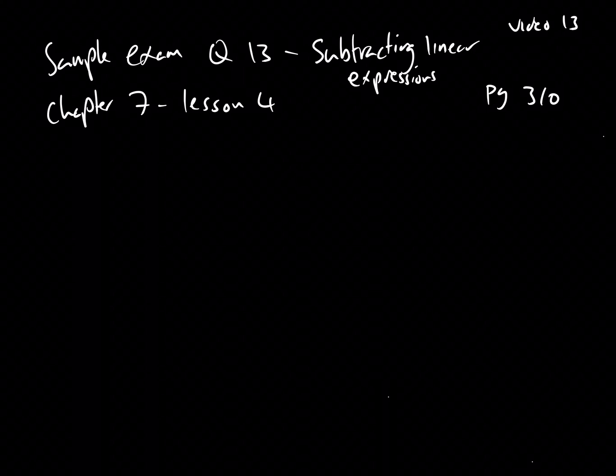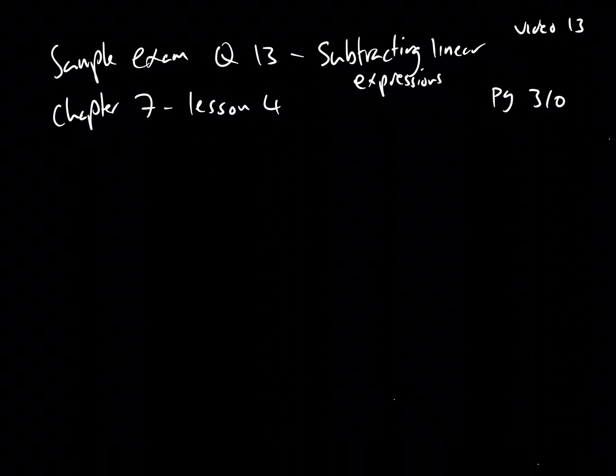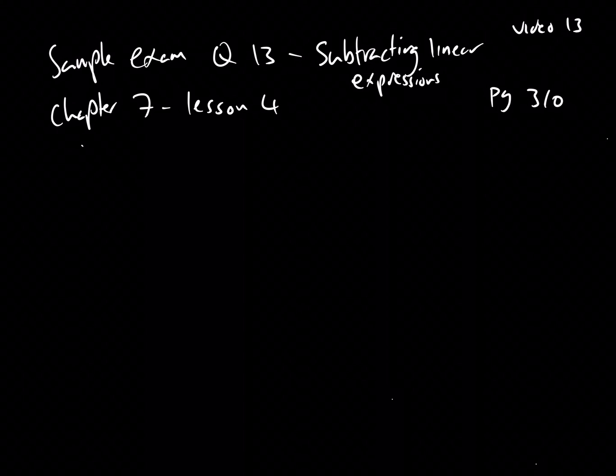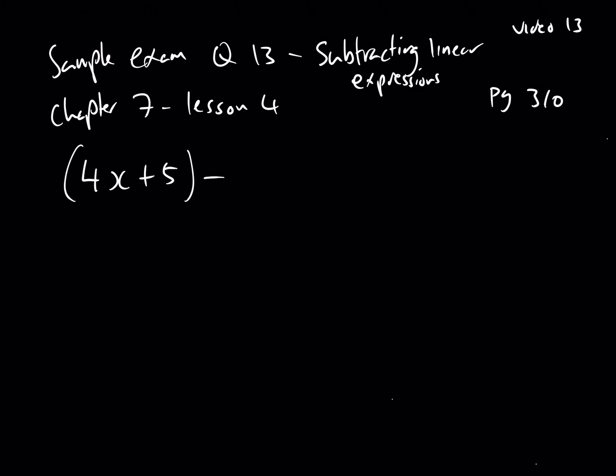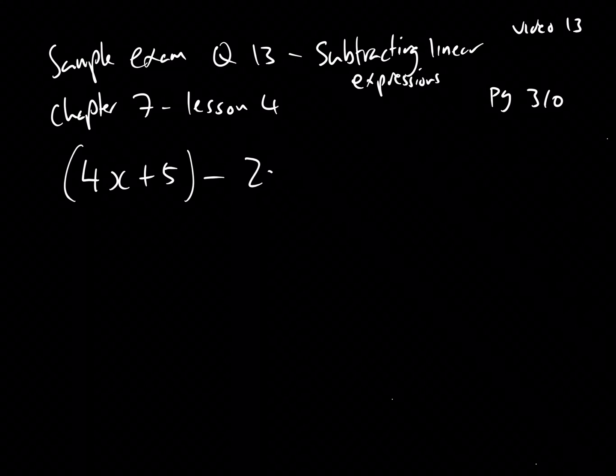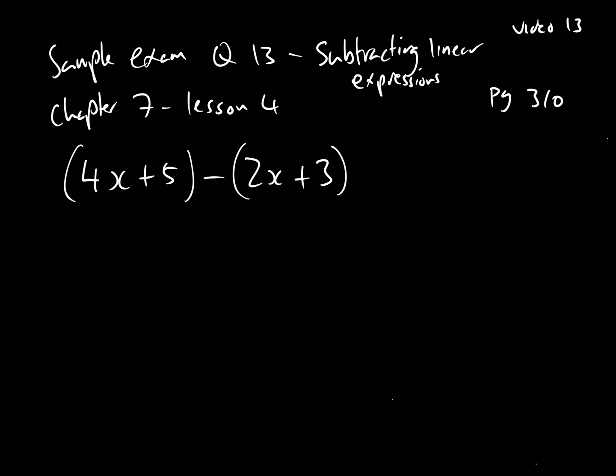So you subtract linear expressions. It means you have a number and an expression in a bracket, like this. You have 4x plus 5 minus 2x plus 3, for example.